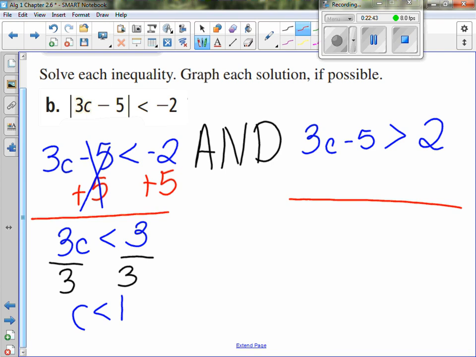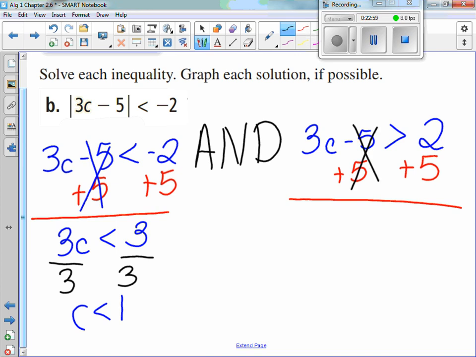So on the other side, we're going to add 5 to both sides, because hopefully you notice we're doing the same two steps on each one. However many steps we do on one, we've got to do on the other, because those cancel. Which gives me 3c is greater than 2 plus 5, which is 7. Yes?